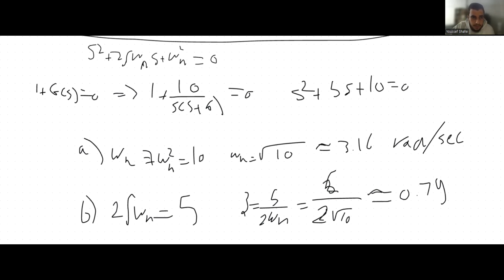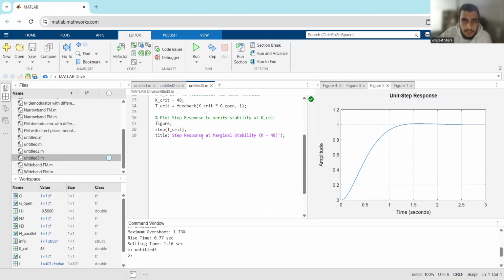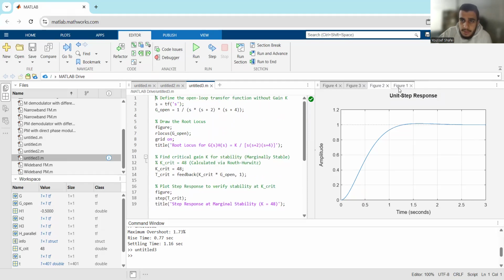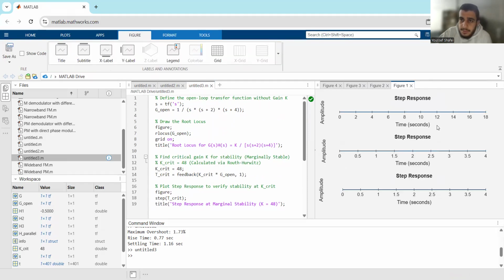So it is on the laptop. This is the code, and this is its graph, the step response.